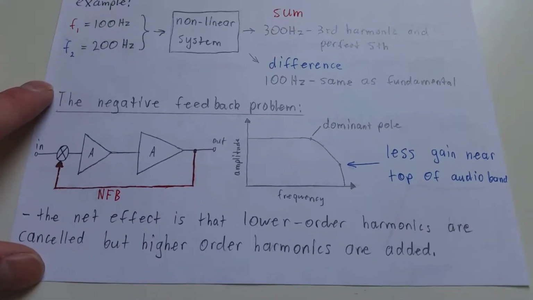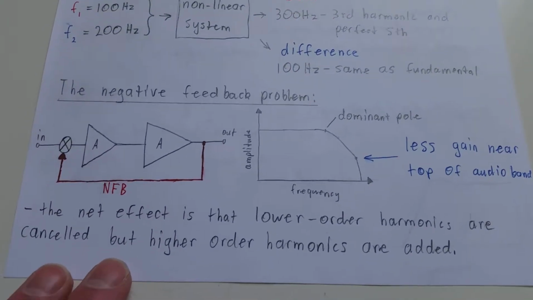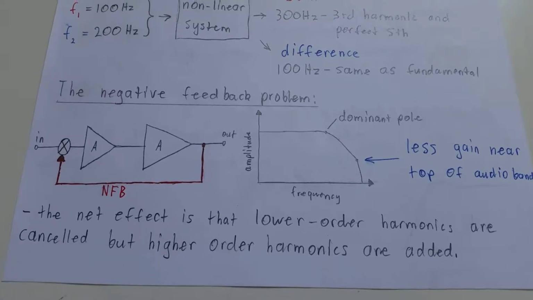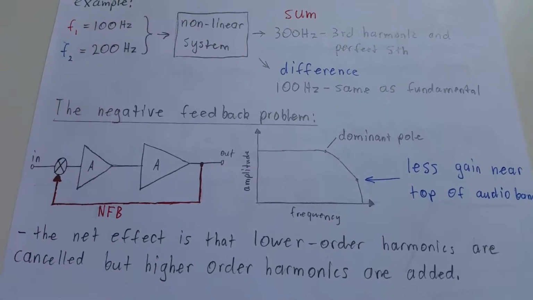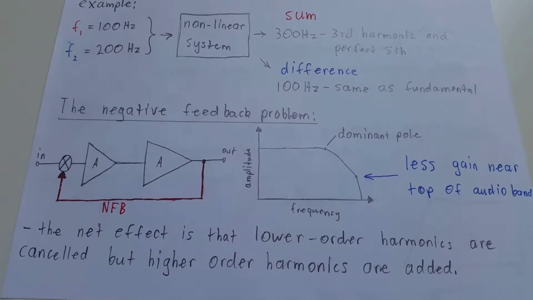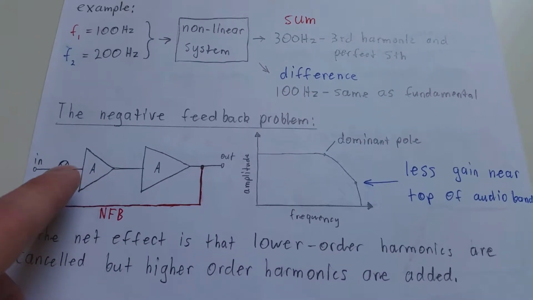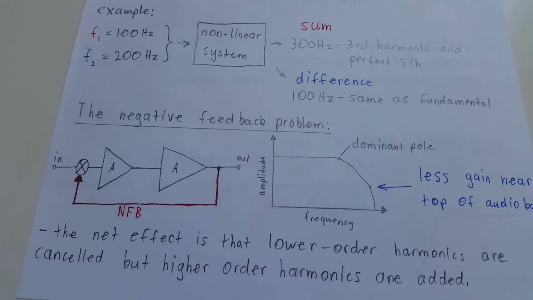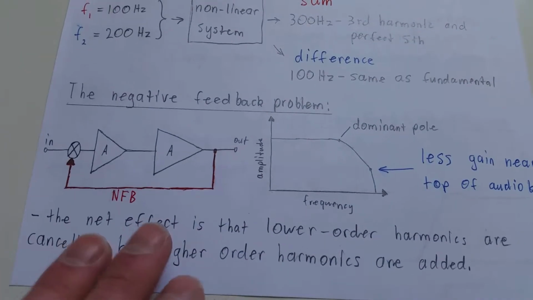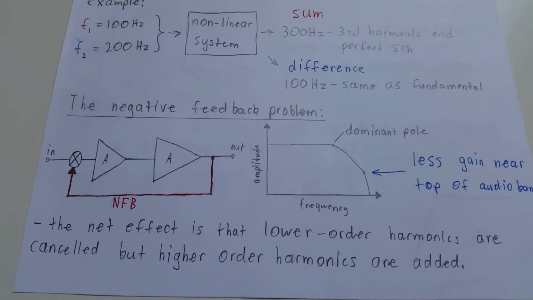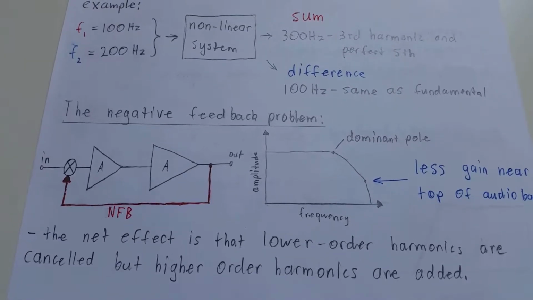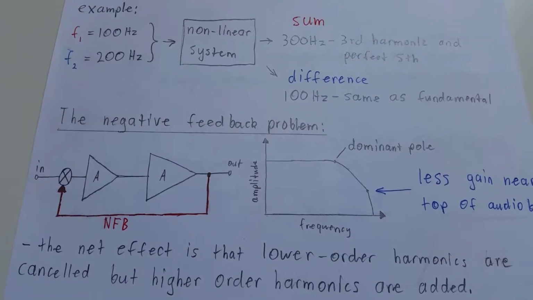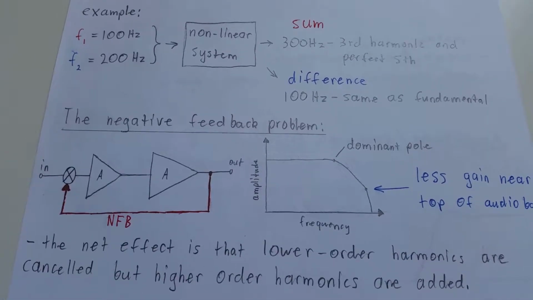Now, the negative feedback problem is the crux of this whole issue. Basically, if you don't know what negative feedback is, it's where you take the output of an amplifier and sum it back to the input. That's a summation symbol. It does a whole lot of things. It helps correct distortion and frequency response and all kinds of stuff, and it helps reduce distortion, kind of.